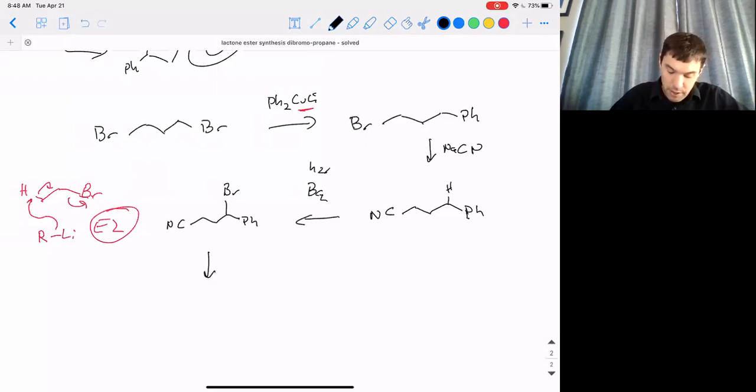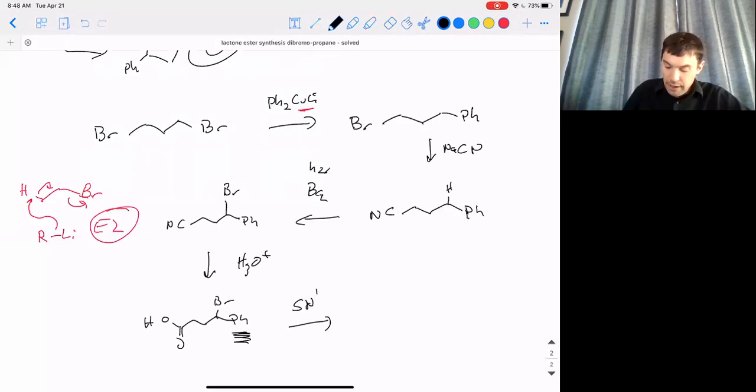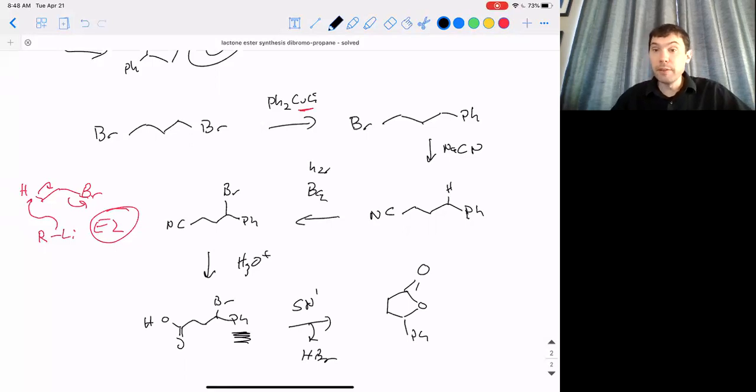Then they were able to hydrolyze this, so H3O+ to the corresponding acid. And then use an SN1 reaction, which should be facilitated by having the phenyl group here and give off HBr, and then that would make the lactone a very slightly different way. And so again, I thought that that was a very clever approach to solving this problem, and I didn't see any fundamental flaws in the chemistry, so I liked this answer as well.